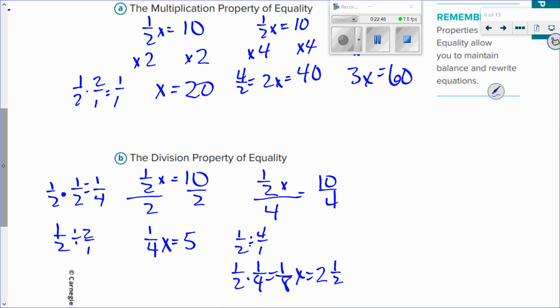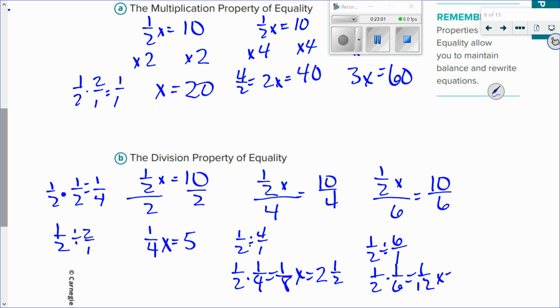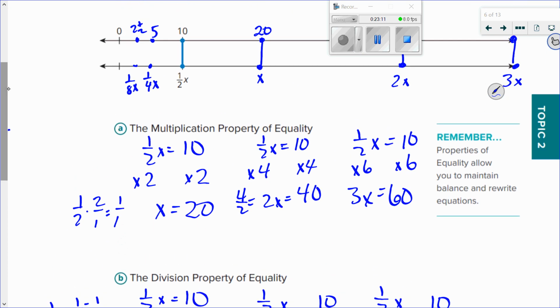Then we can do another one. If I did 1/2 x divided by 6 is 10 divided by 6, so 1/2 divided by 6 is the same as 1/2 times 1/6, or 1/12 x. 10 over 6 is going to give me 1 2/3. So 1/12 x, which is going to be somewhere down in this area, and 1 2/3. Are you starting to see some of the patterns?